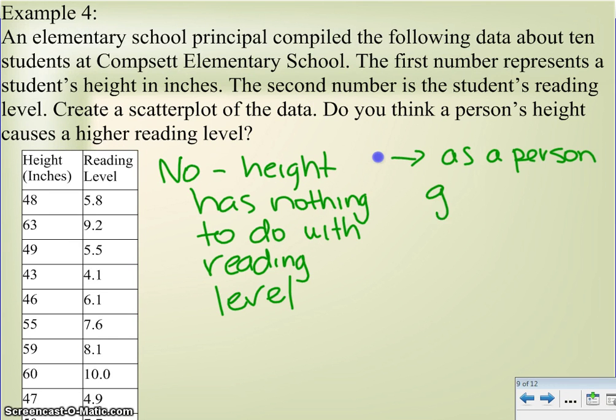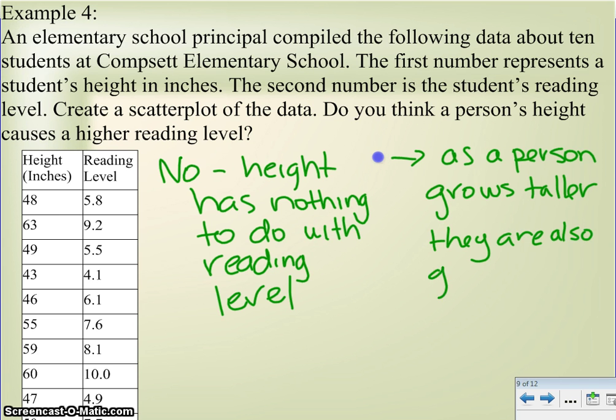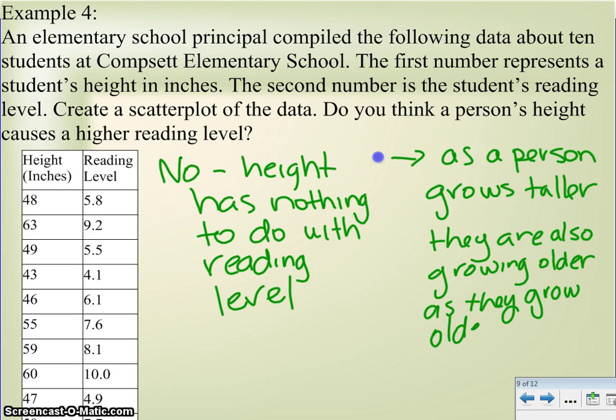what else are they doing? Well, in most cases, as they are growing taller, they're also growing older. And as they grow older, hopefully, their reading level improves.